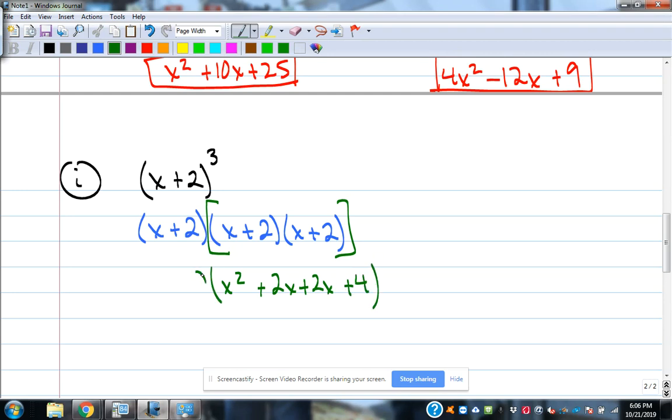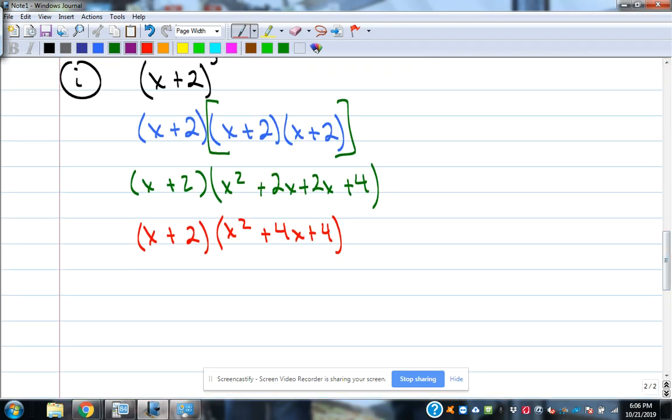And then I'm going to simplify that. So that's going to be x squared plus 4x plus 4. And then I'm going to multiply that answer times the x plus 2. So x times x squared is x cubed plus 4x squared plus 4x. And then I'm multiplying 2 times x squared. That'll be 2x squared plus 8x plus 8.